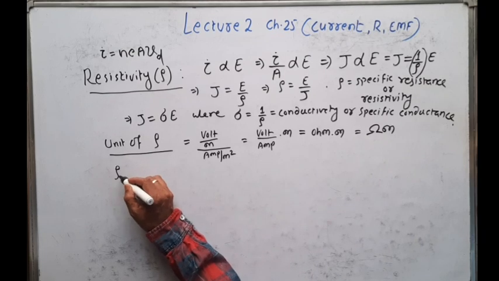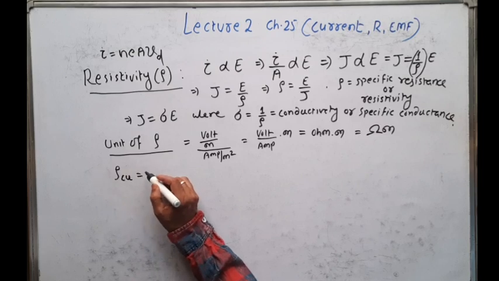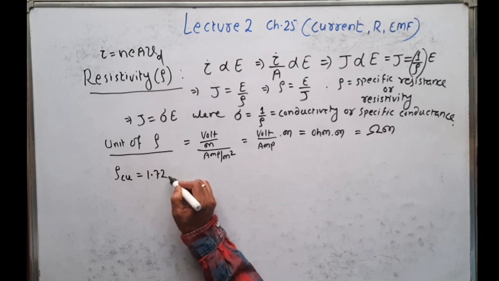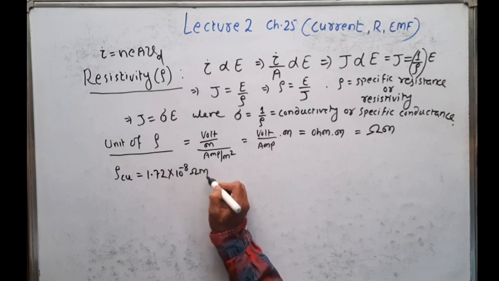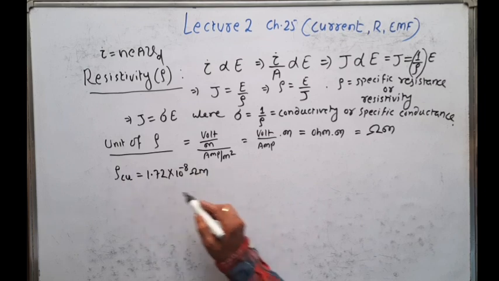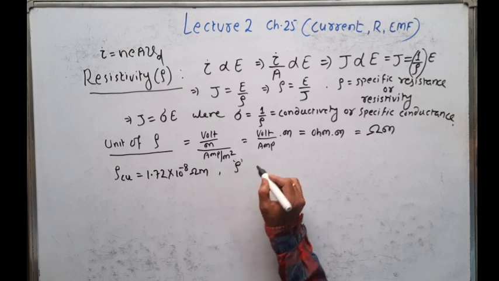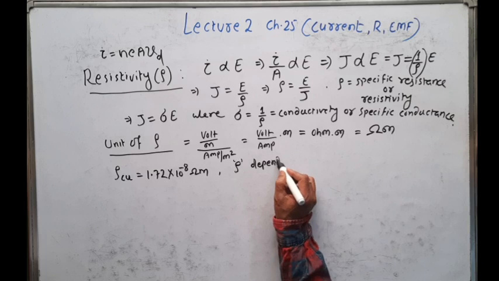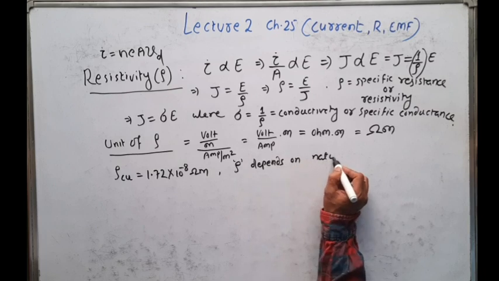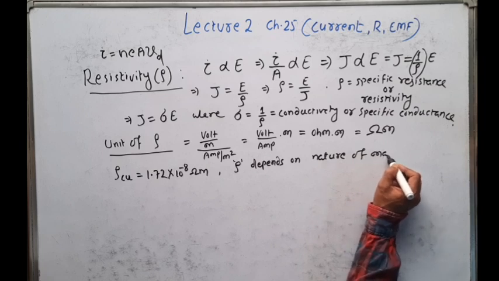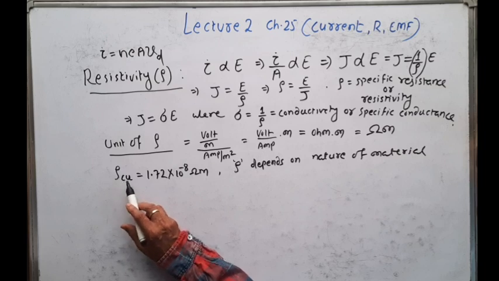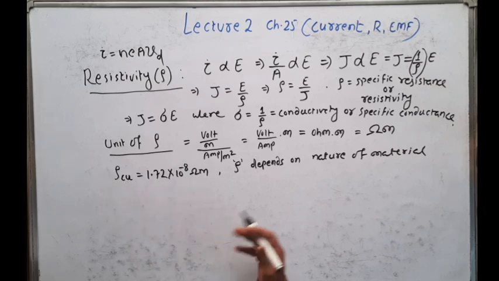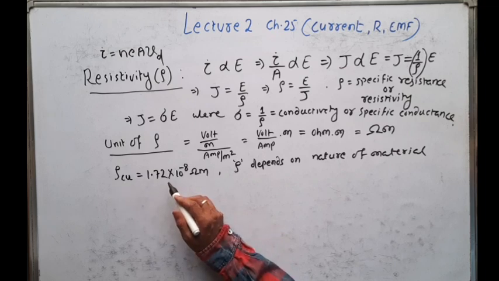So generally the specific resistance of copper is taken to be 1.72 into 10 to the power minus 8 ohm meter. This is the resistivity of copper. Resistivity depends upon what? Resistivity depends on the nature of the material. If the resistivity of copper is this much, the resistivity of aluminum is different. So that can be found from the data table. So this is your resistivity.